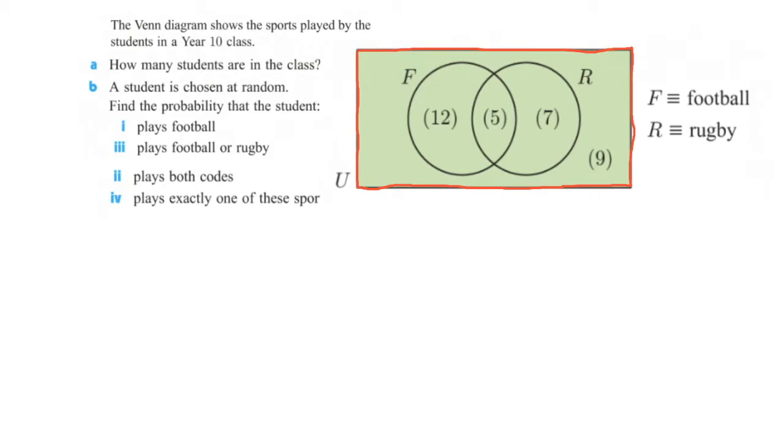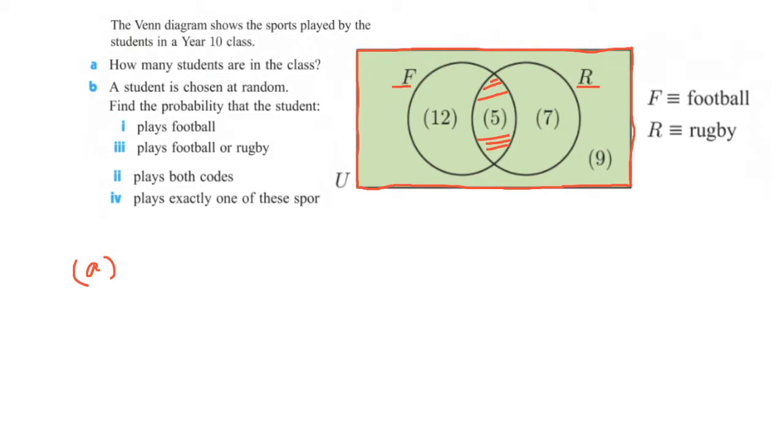So now let's answer the questions. How many students are there in the class? So when you're answering A, you will have to see how many students are there in the class. First circle shows students who play football and the second circle shows students who play rugby. So this common area which you see here, this shows number of students who are playing both the sports.